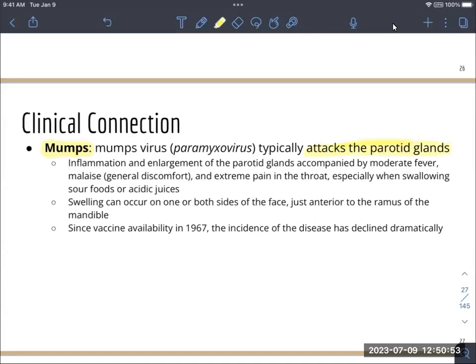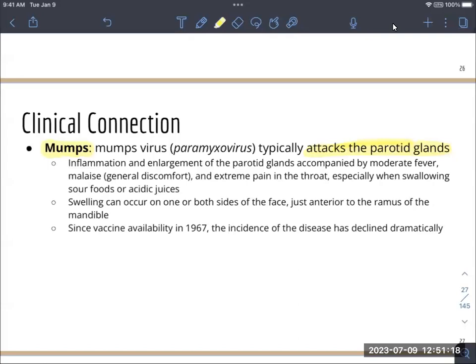They can cause fever, malaise, or discomfort. They can cause pain in your throat. They can start to swell, making that area in the back by your ears where those parotid glands sit to be very large.